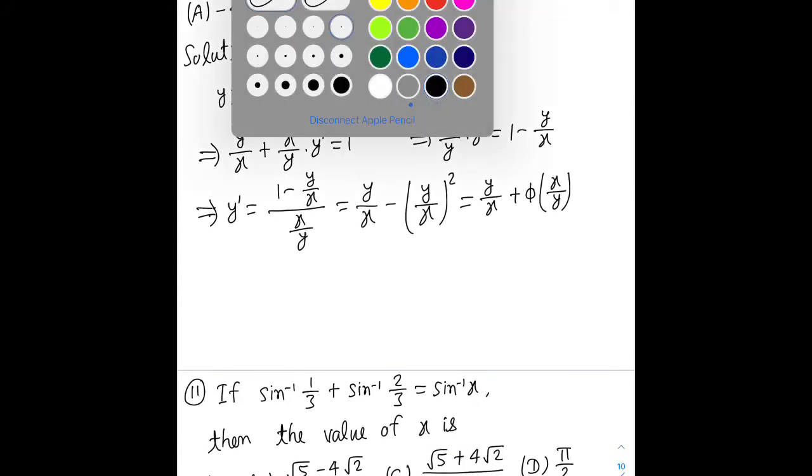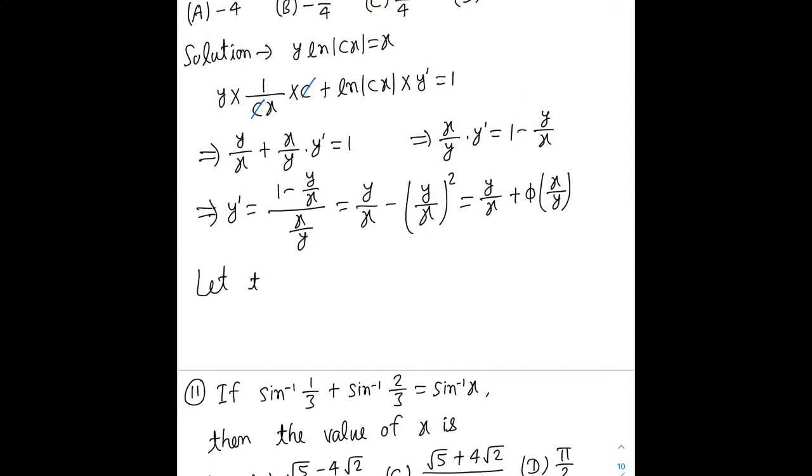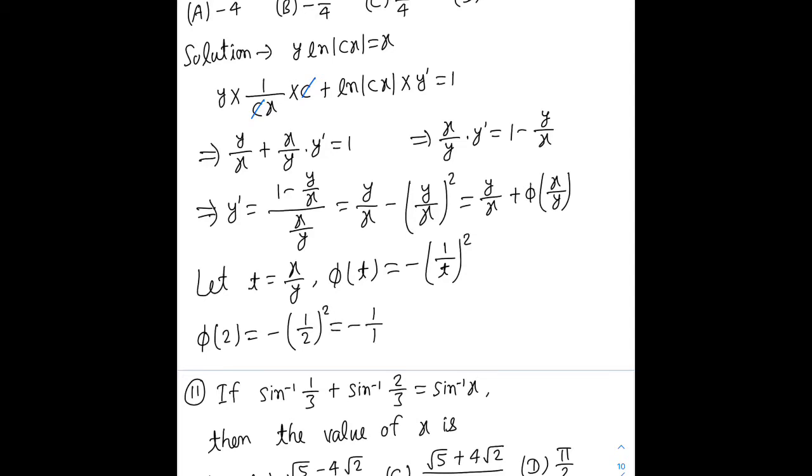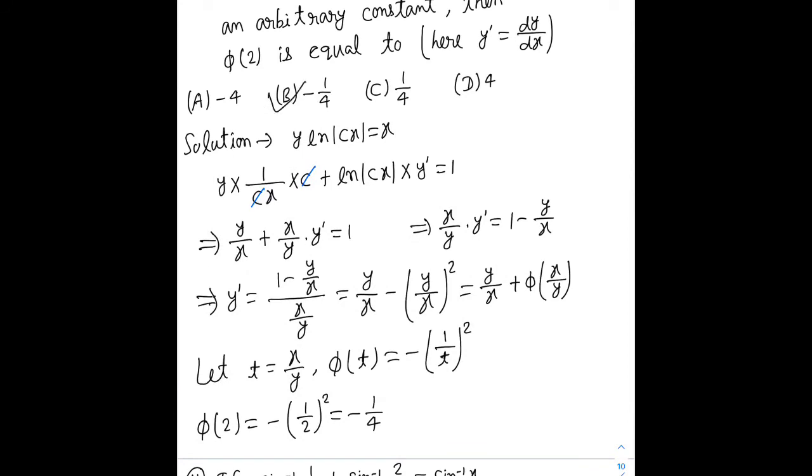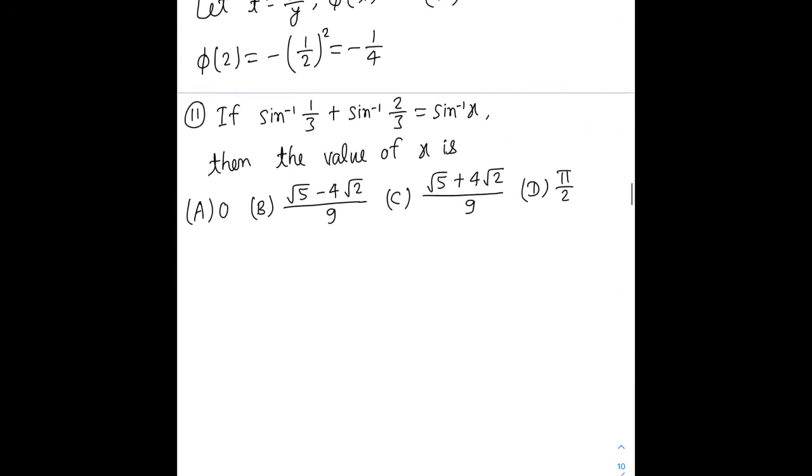Now if you replace x by y with t, so if t is equal to x by y, then you are getting phi of t equal to, look, y by x is the reciprocal of x by y. So if x by y is t, then y by x is 1 by t. So it will be minus of 1 by t whole square. Now in place of t you can substitute 2. So you will get minus of 1 by 2 whole square. That is nothing but minus 1 by 4. So it's option number B. Okay guys, then next you have to discuss question number 11.